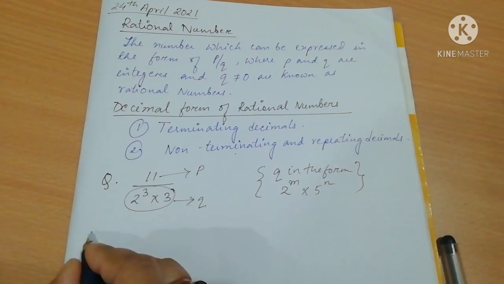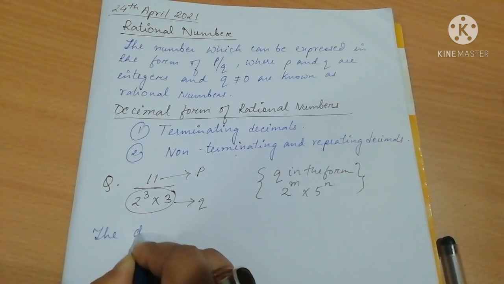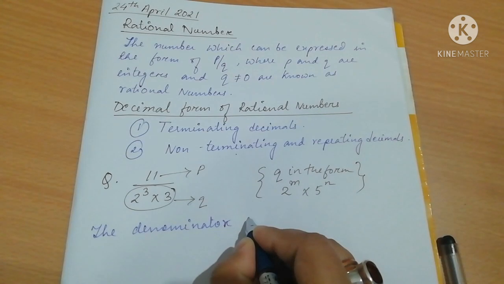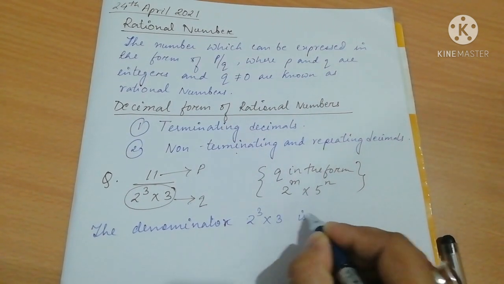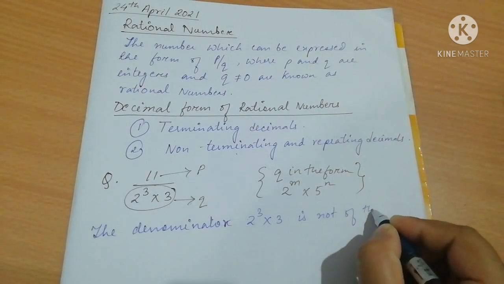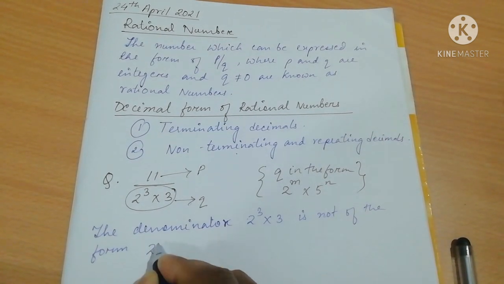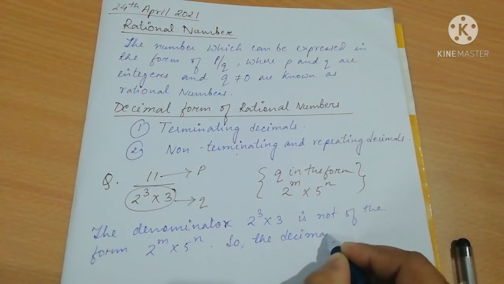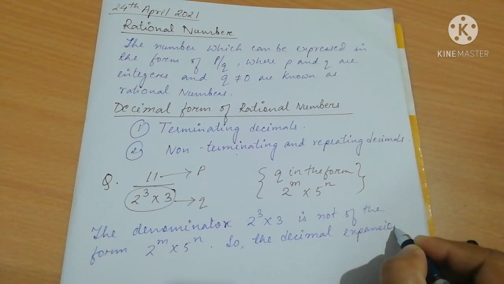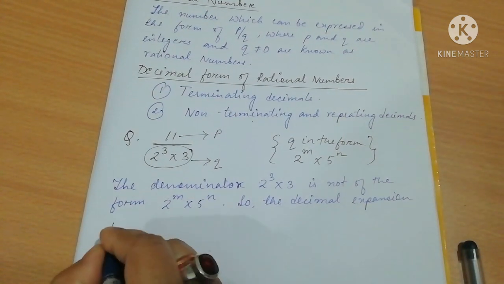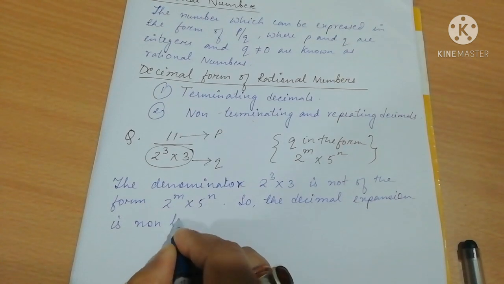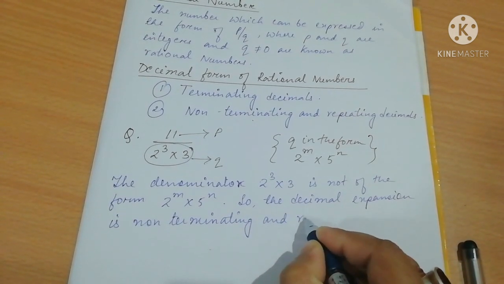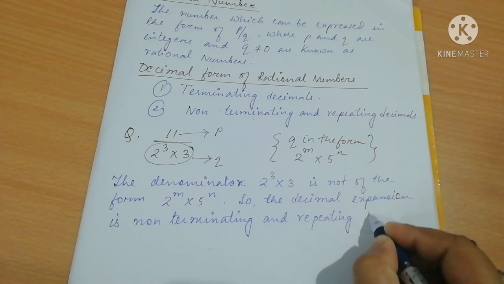Okay. So since the denominator 2 to the power 3 into 3 is not of the form 2 to the power m into 5 to the power n, the decimal expansion is non-terminating and repeating decimal.